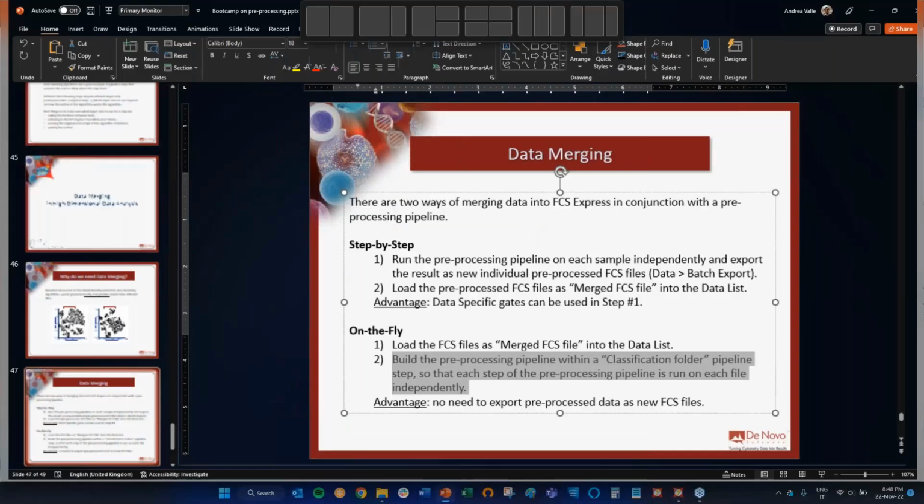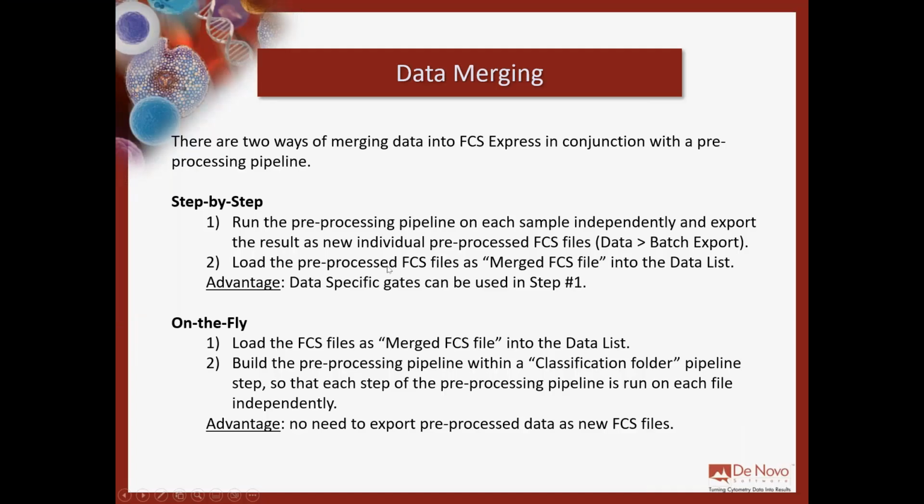So just to summarize here, we have two ways. There are pros and cons in both ways, so feel free to use them at your convenience. The first one is the step-by-step. So you run the pre-processing pipeline on each file individually, you export the results, and then you merge the pre-processed files. The second one, the on-the-fly, means basically the opposite, because you first merge the files, then you run the pipeline thanks to the classification folder on each file individually, not the whole pipeline, only the pre-processing steps.